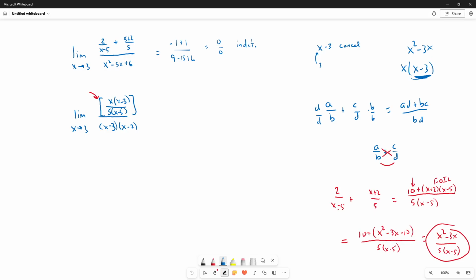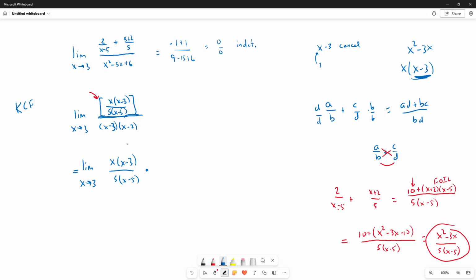Okay, so now we still have a complex fraction. We have a fraction here on the top divided by this quantity. And so we will perform now division of fractions, which is keep, change, flip. We will keep this numerator just as it is, x times x minus 3 divided by 5 times x minus 5. And then change refers to this fraction bar means division. We will change that into multiplication.